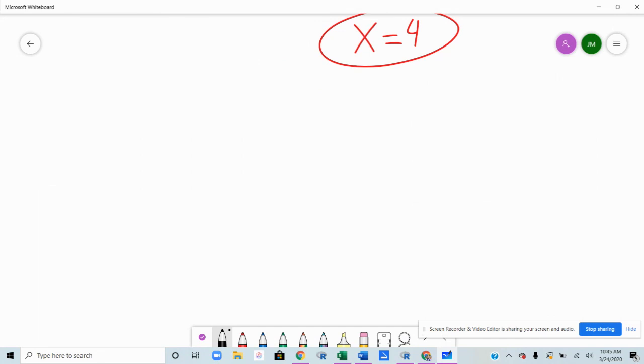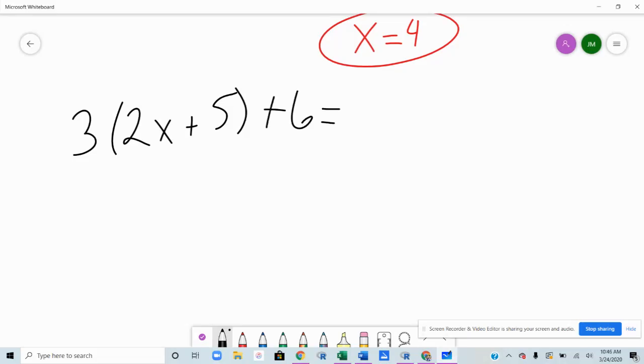All right. Let's go through another one here. Let's do 3 times (2x plus 5) plus 6 equals 7x plus 20.